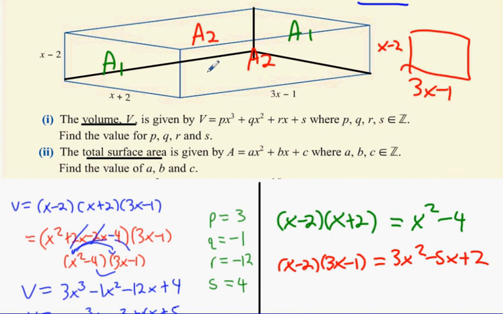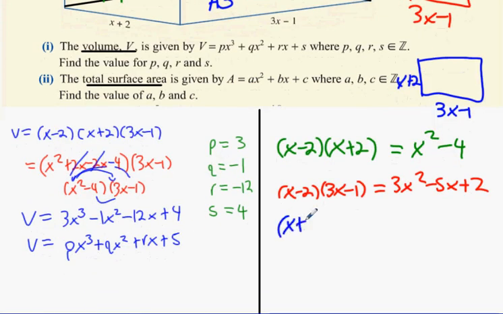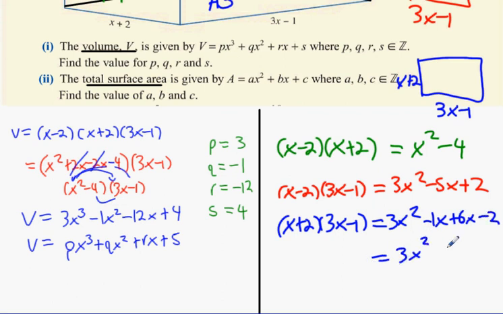And then finally, what about the blue one, which is the top and the bottom? What's the length and width of the top one? X plus 2 is the side edge. And then this edge here, 3x minus 1. So, x plus 2 by 3x minus 1. What would that get me? 3x squared minus 1x plus 6x minus 2. 3x squared plus 5x minus 2.